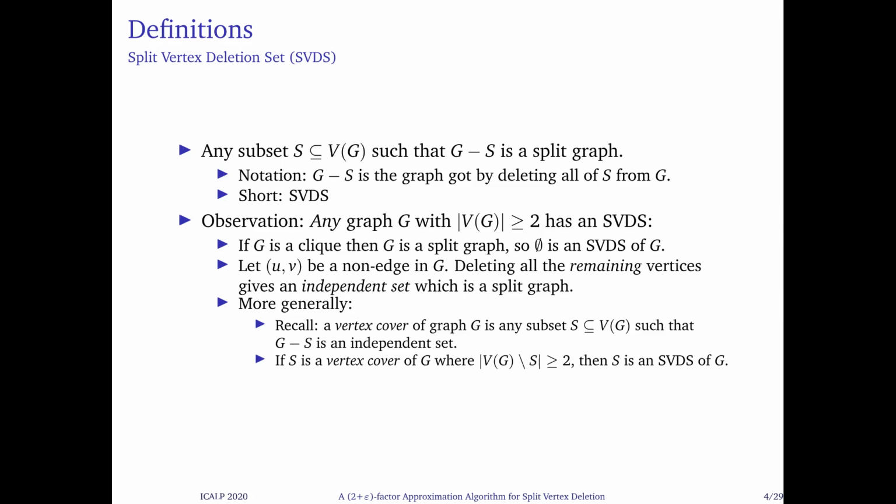A split vertex deletion set of a graph G is any subset S of its vertices such that if we delete the set S from the graph, what is left over is a split graph. We use the notation G minus S to denote the graph obtained by deleting the set S from the graph G.